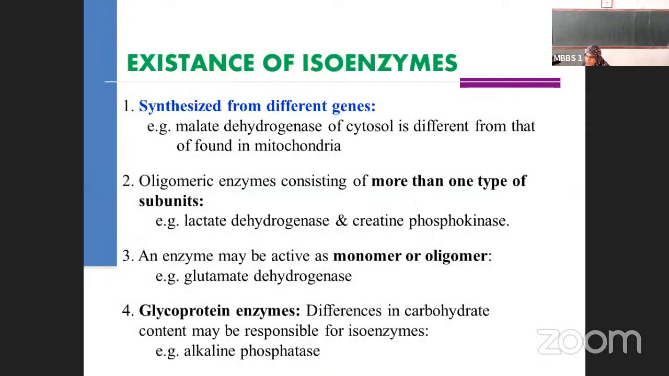Now, why is there the existence of isoenzyme? Why are isoenzymes present in our body? Why not the same enzyme? Why are different isoenzymes present? Because they are synthesized from different genes. The isoenzyme of the brain is different because the gene is different. The isoenzyme present in the heart will be different because it is synthesized from some other gene. So there is a genetic difference. The genes for the synthesis of isoenzymes will be different. That's why they are different.